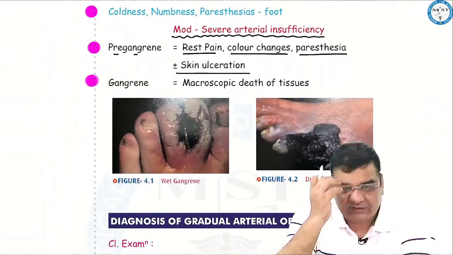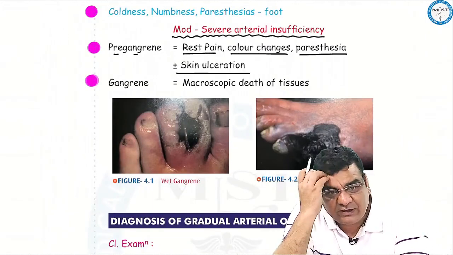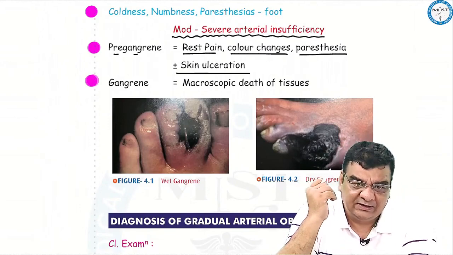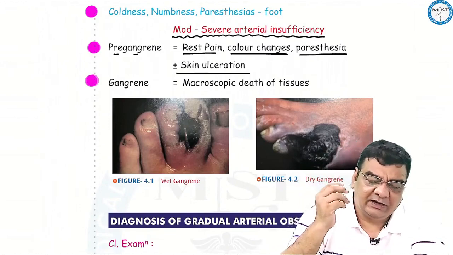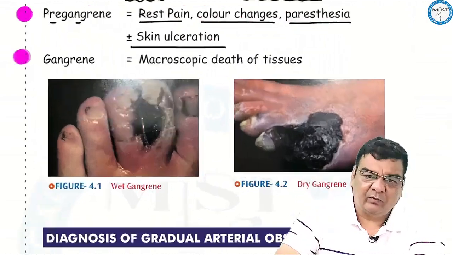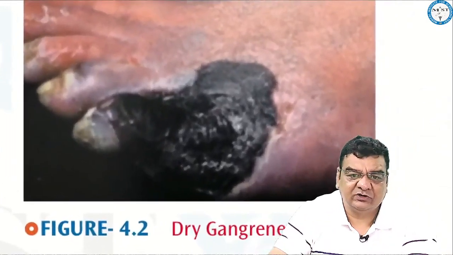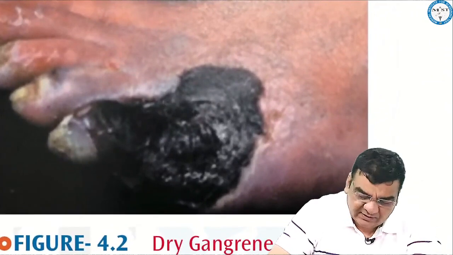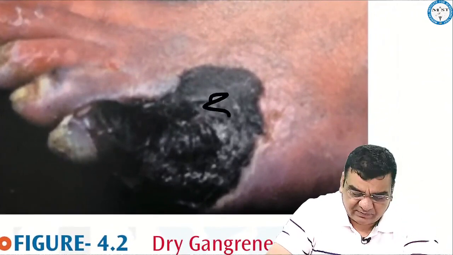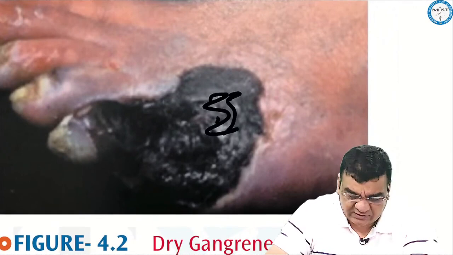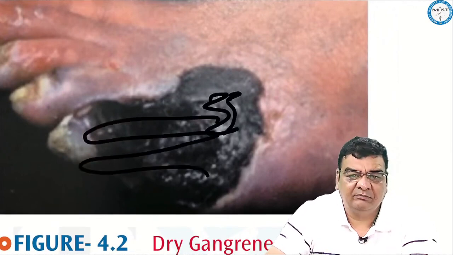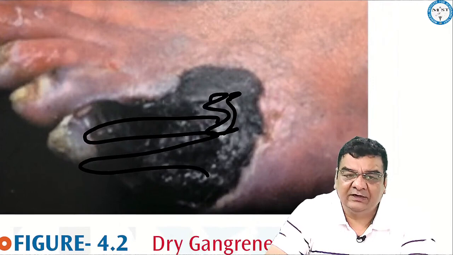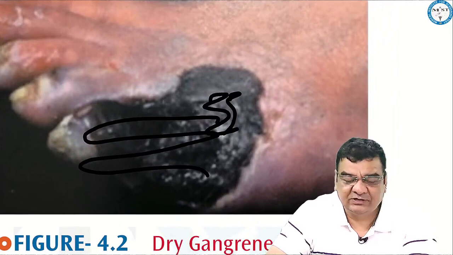And obviously, if oxygen is not reaching the foot, there might be skin ulceration seen. And gradually, gangrene can occur. Like what you are seeing here, this is dry gangrene. Can you appreciate how this has become black? There is no oxygen supply in this area, so all of it has become black. This is dry gangrene, what we commonly see in arterial obstructions.